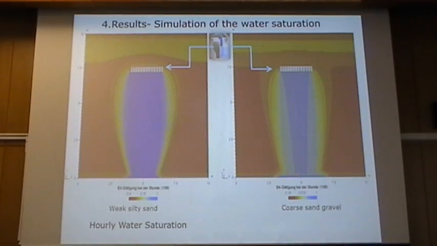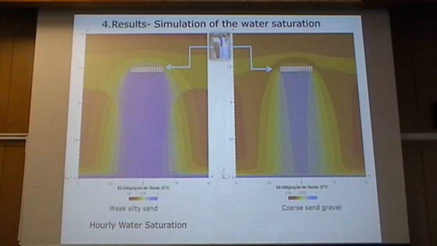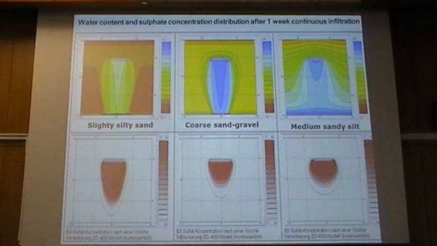Also, we did some preliminary simulations with our program to see how the water saturation behaves. These are the first two sands I showed you, the weak silty sand and the coarse gravel sand. Here you can see an hourly water saturation for both sands. We also had continuous infiltration of about 400 liters per day for the three sands, and we also simulated the sulfate concentration after one week.